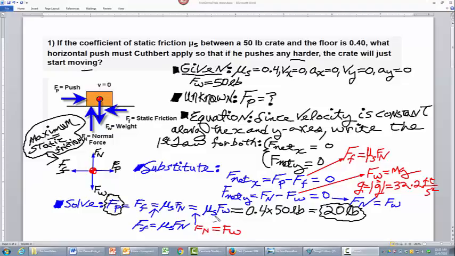Now substituting numerically, coefficient of static friction mu sub S is 0.4. We multiply that by the weight force, which was given to be 50 pounds. We get 20 pounds. Pushing force is 20 pounds. If we push any harder than that, then the block will transition from static friction into sliding motion opposed by kinetic friction.